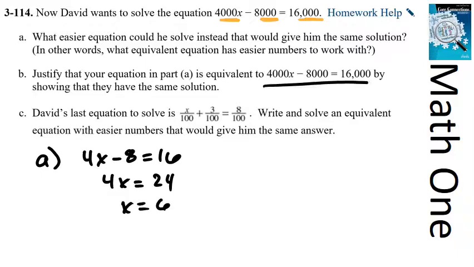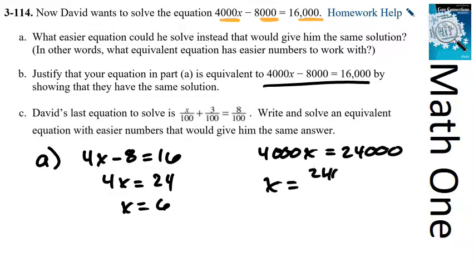Now I got to deal with the beast, right? With the beast, I'm going to add 8,000 to both sides. I get that 4,000x equals 24,000. And I'm going to now divide both sides by 4,000. So x equals 24,000 divided by 4,000. And when you look at that, there's a giant 1 there.